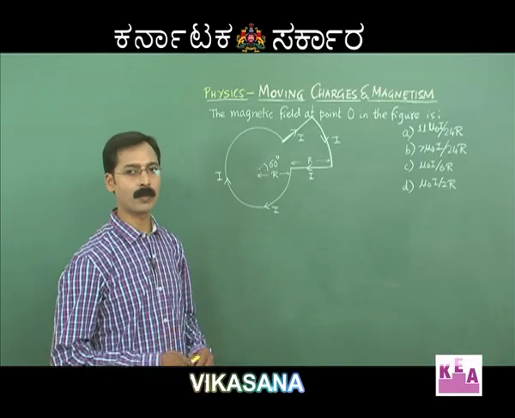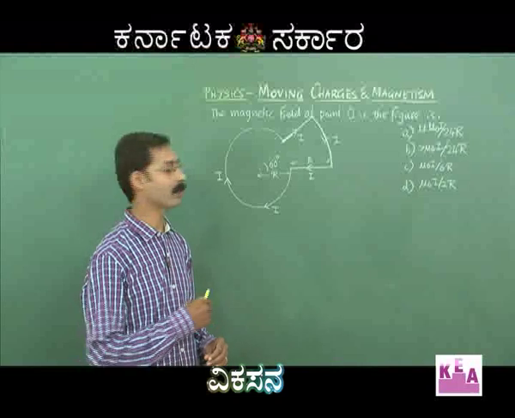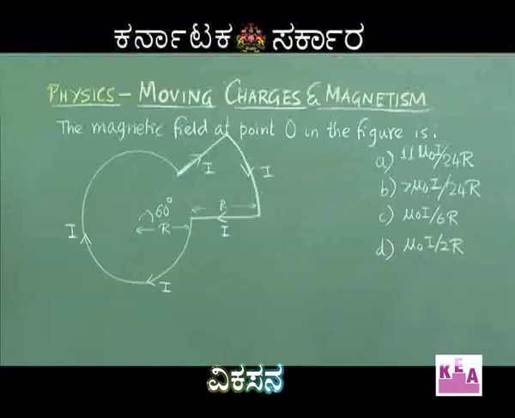Let us solve some problems on the idea of magnetic field due to a circular coil we have learned just now. Here is the next problem. The magnetic field at point O in the figure is, here is the figure. Options are 11 mu naught I by 24 r, 7 mu naught I by 24 r, mu naught I by 6 r, mu naught I by 2 r.